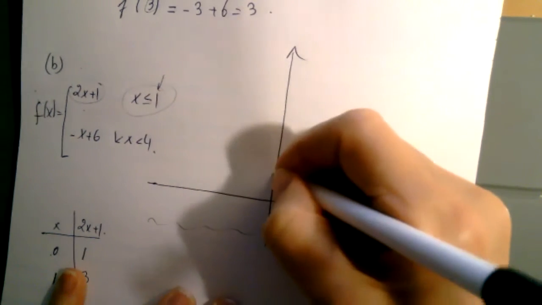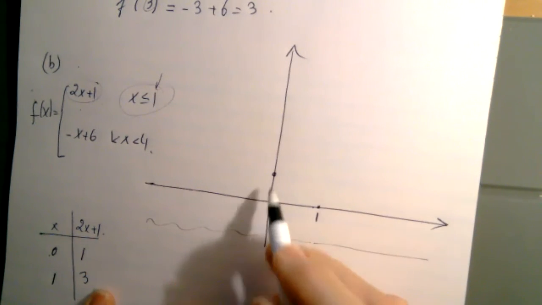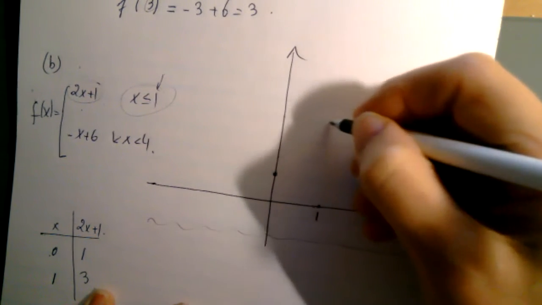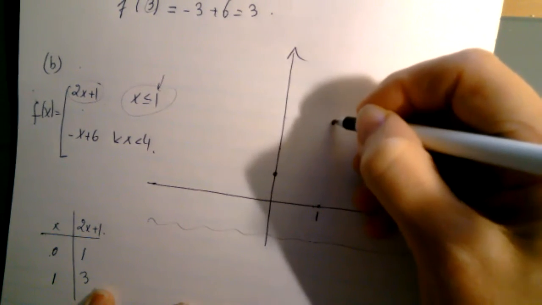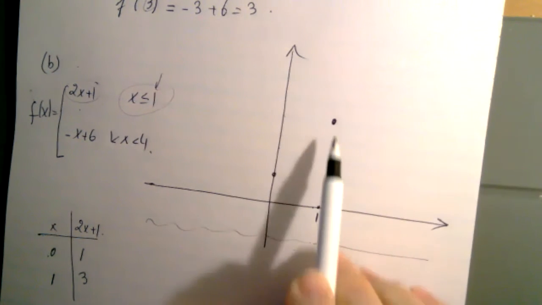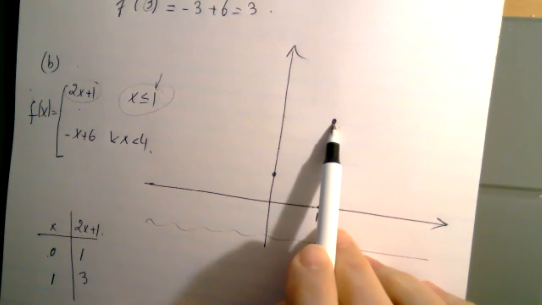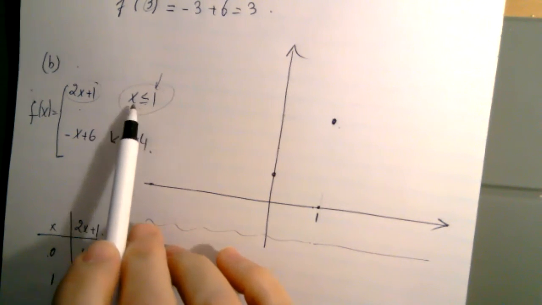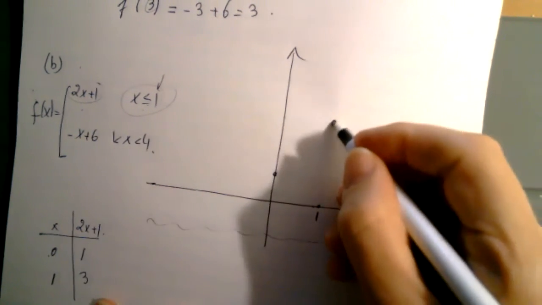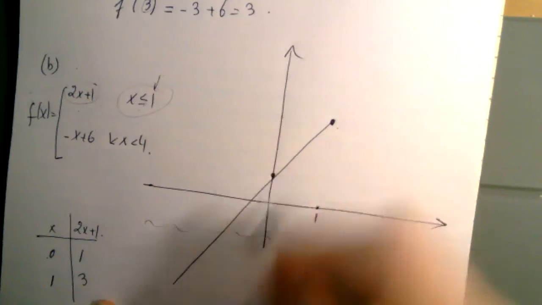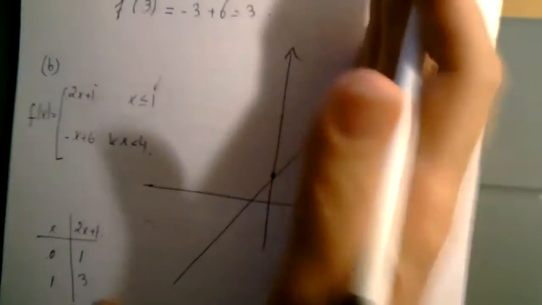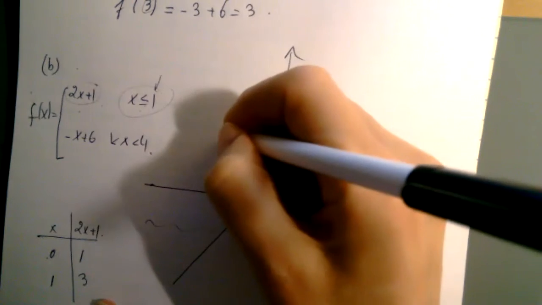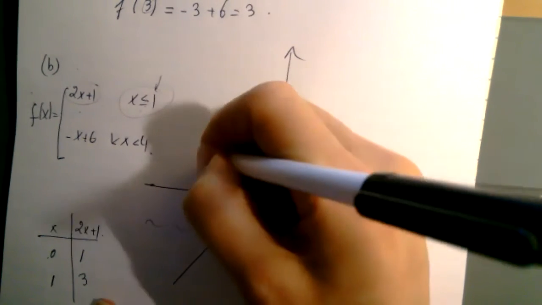So at 0, I am at 1. And that's included. And at 1, I am at 3. Is the 3 included in the graph? Is this point closed or open, if you remember? At 1, closed point. That's going to be closed because we have equality. And this would be my first piece of the problem. I stop at 1. So this piece represents the 2x plus 1 piece.